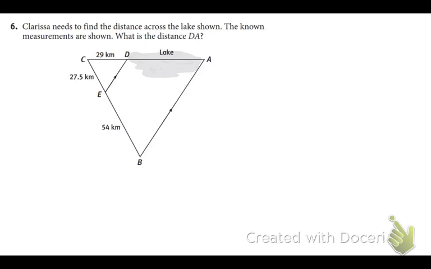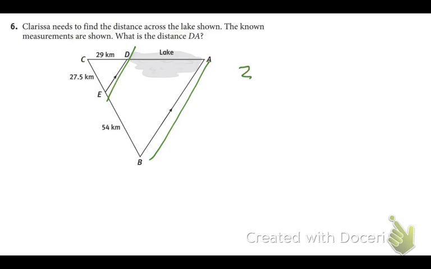So here's the next one I want you to look at. This is found on page 267. Okay, Clarissa needs to find the distance across the lake. The known measurements are shown, so we need to help Clarissa find the length of segment DA. So let's see what we can figure out. Well, side ED is parallel to side BA, so that's going to give us triangle proportionality.